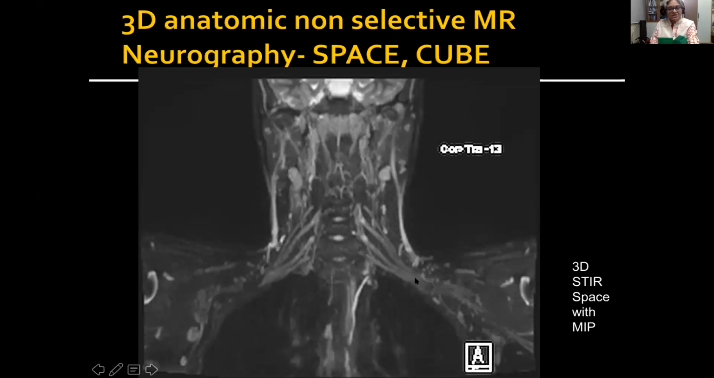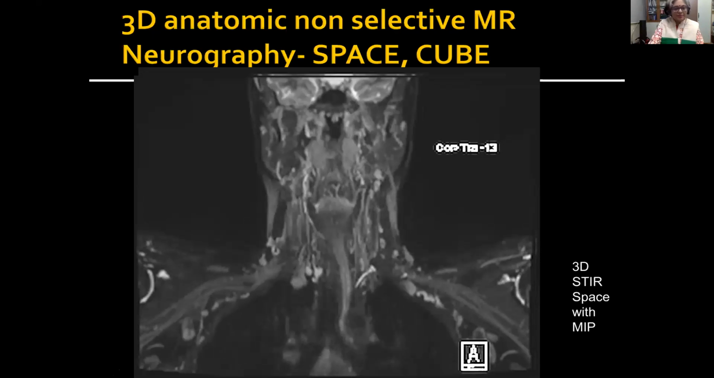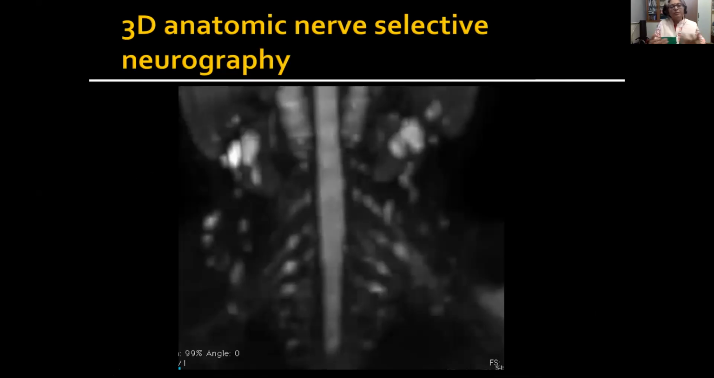Then you have the divisions and then you have the cords and then you have the peripheral branches. So all of them can be seen. It's a 3D sequence. So you can reconstruct it in various planes and have a look at it. So this is how the source images are and then you map them.